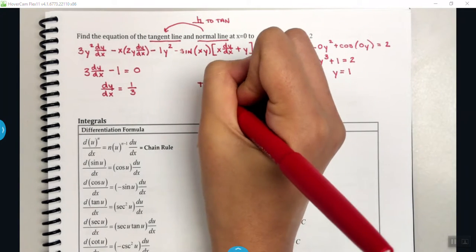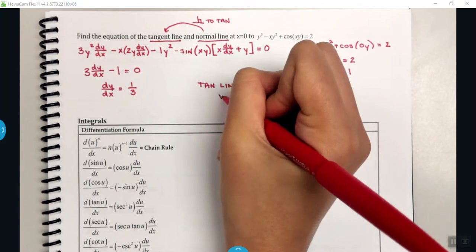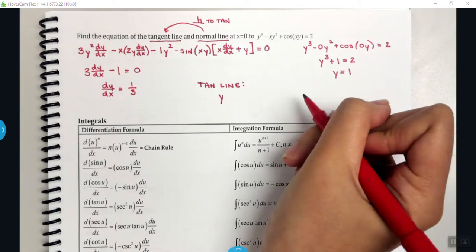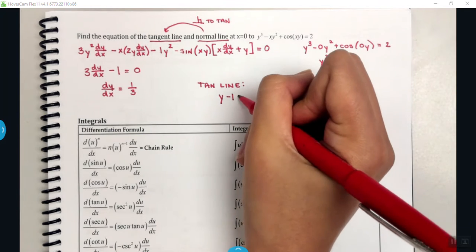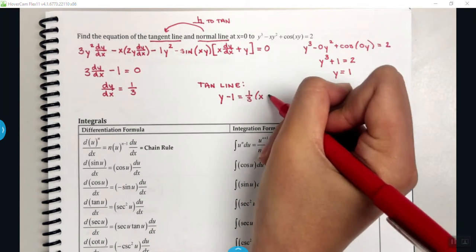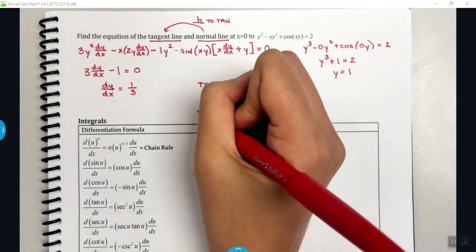So what's my tangent line? Point slope form, guys. y minus 1 equals 1/3 x minus 0, so we can just say 1/3 x. And then give me my normal line.